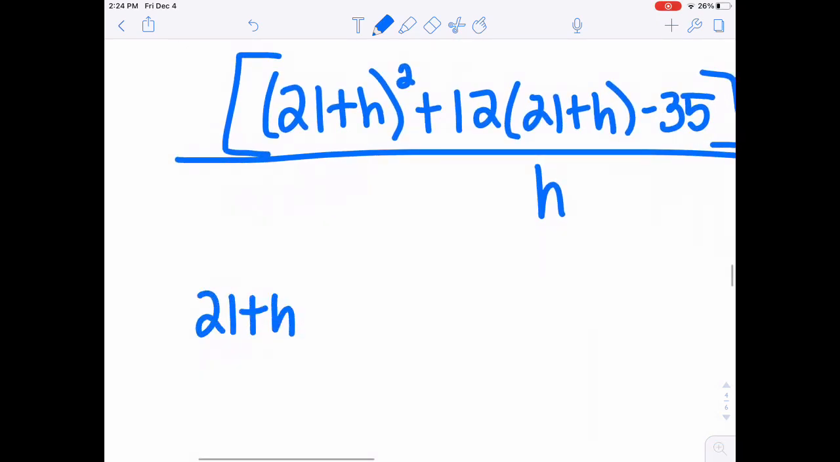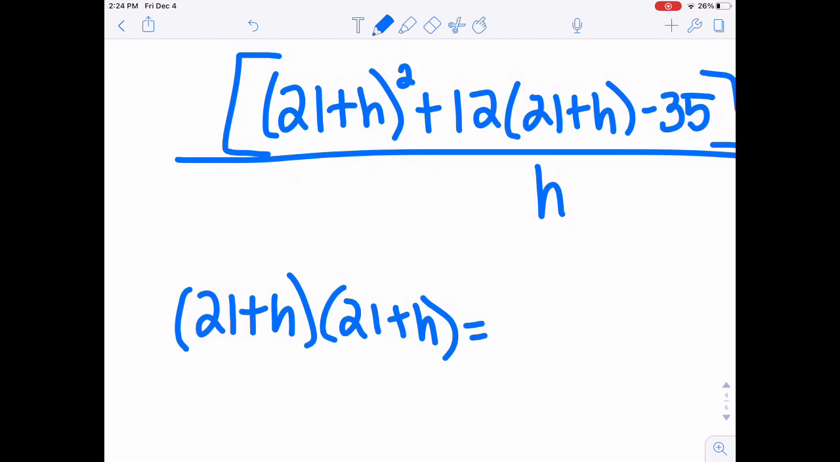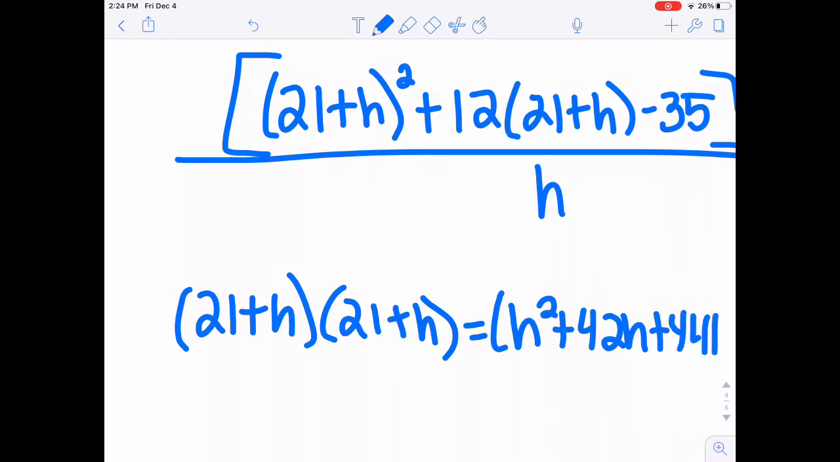Next, we are gonna do 21 plus h squared, and when you square it, we're gonna get h squared plus 42h, and then plus 441. We're gonna parenthesize that.